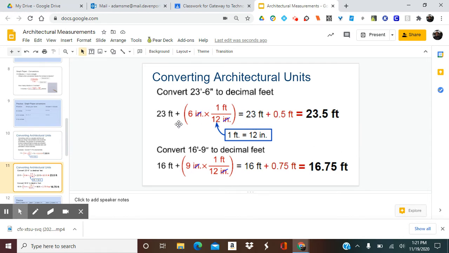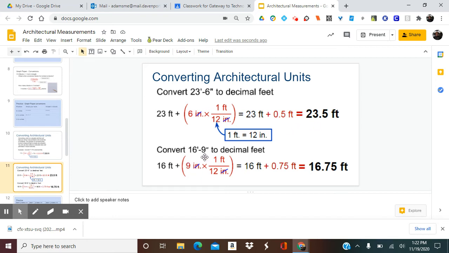So 23 feet and 6 inches. So we know 23 feet is always the whole number. 6 inches is going to be your half. So 6 divided by 12 is half, 0.5. Okay, so 0.5 is your number. If you put 23.6, it's going to be wrong. Okay, because that's not right. That's not how that works.